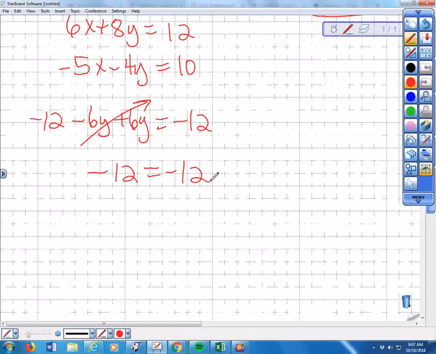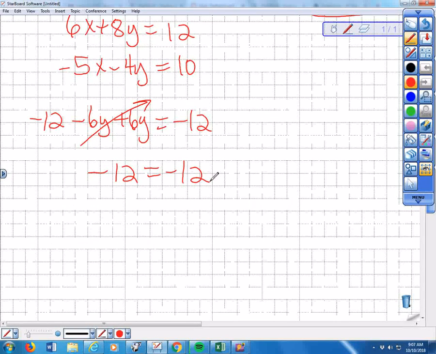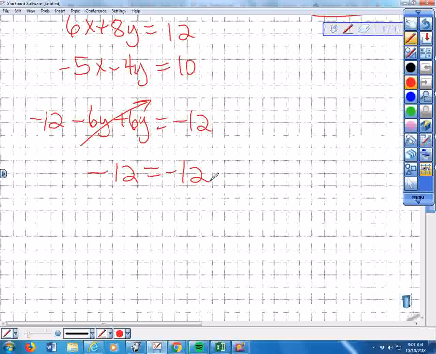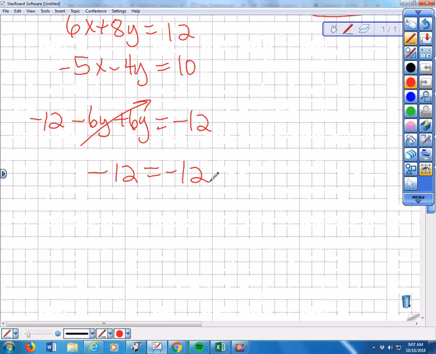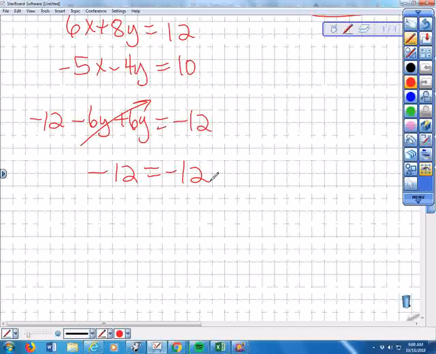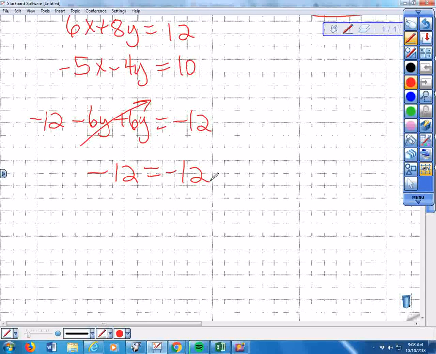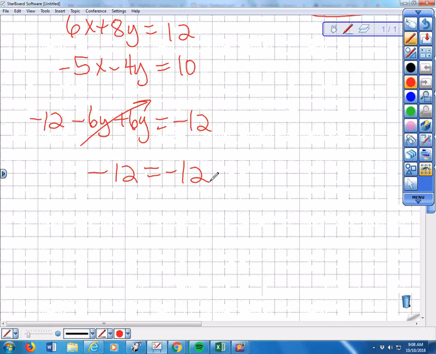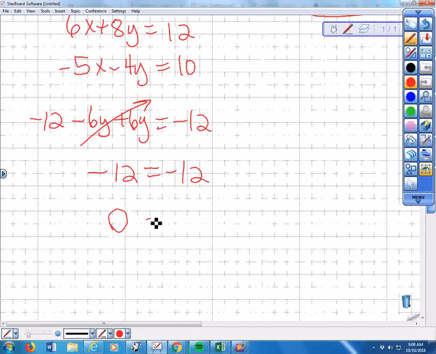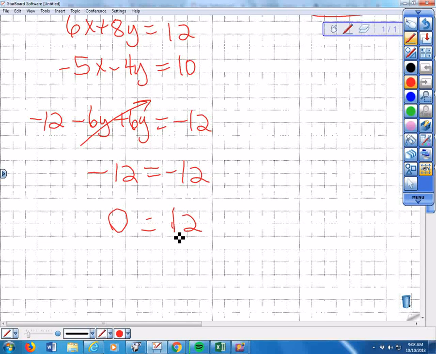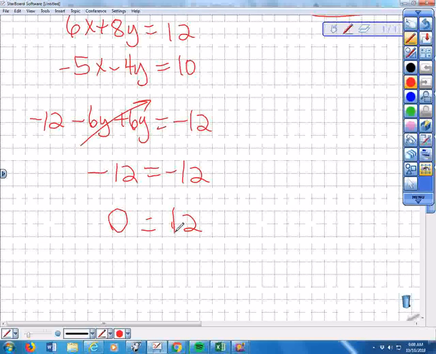Okay? When you solve systems, you're going to get one of 3 types of answers. You're going to get an answer that says x equals something and y equals something, a single point. You're going to get an answer like this, a number is equal to itself. Or you might get an answer like this, a number is equal to a different number.